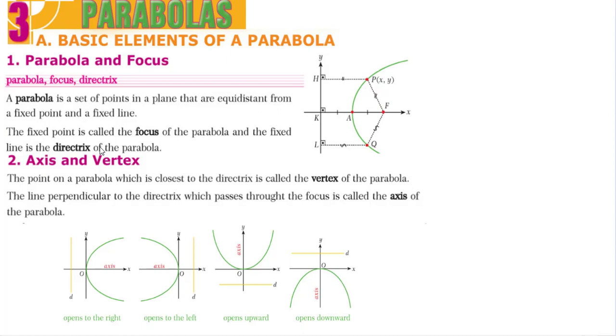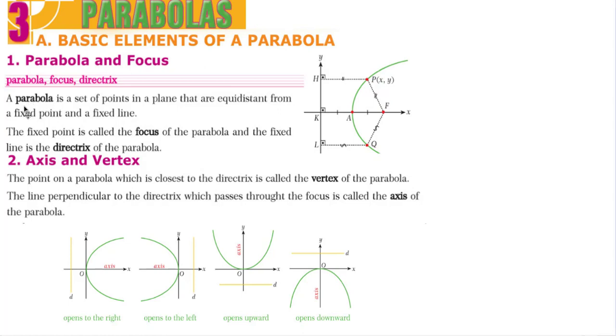Hi my dear students, this is the first lesson about the conic sections, and the first conic section that we are going to learn is parabola. We are going to start with the basic elements of the parabola, and here are some definitions. I'm going to read them and explain them. Firstly, we are going to start with the focus and directrix.